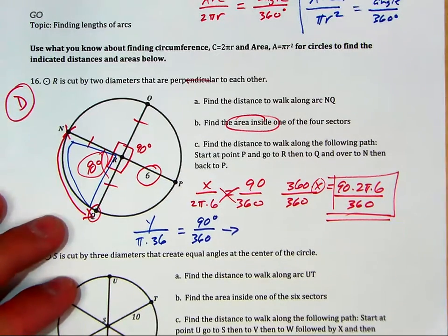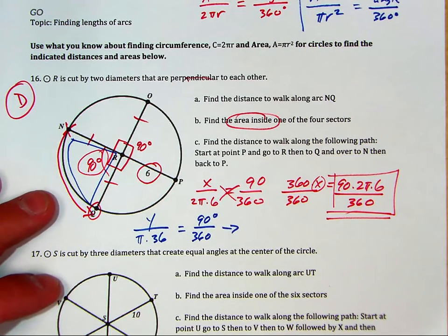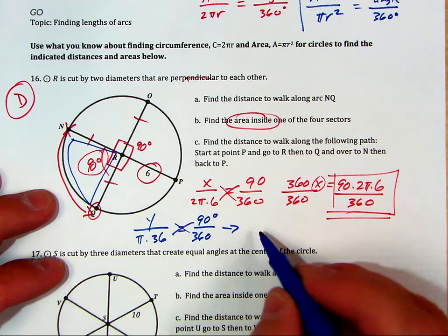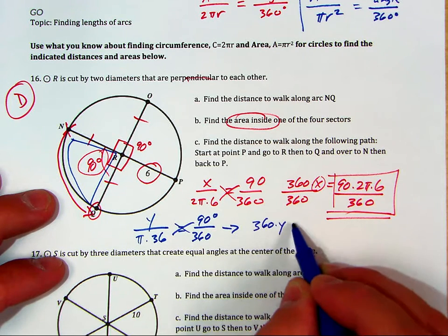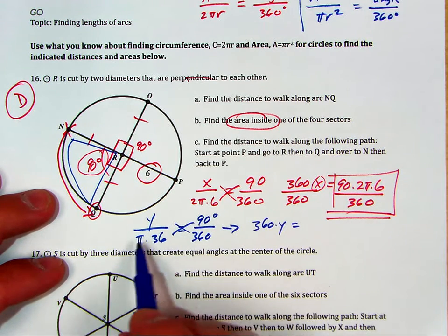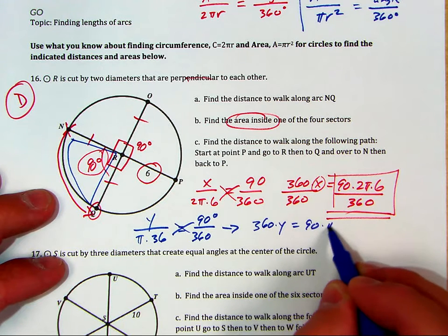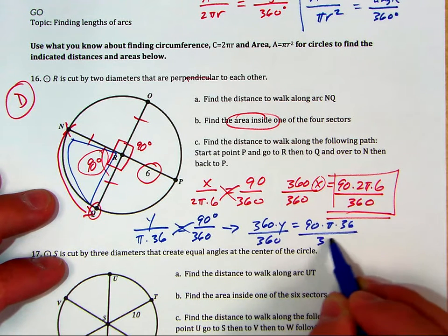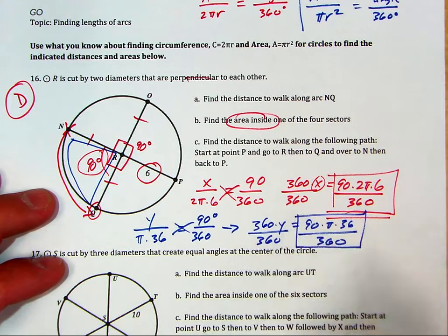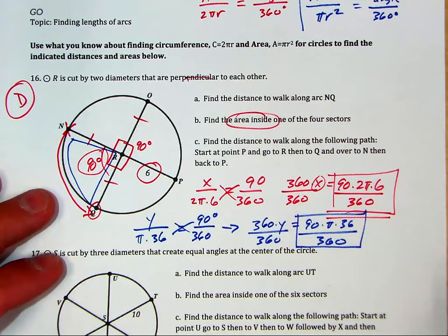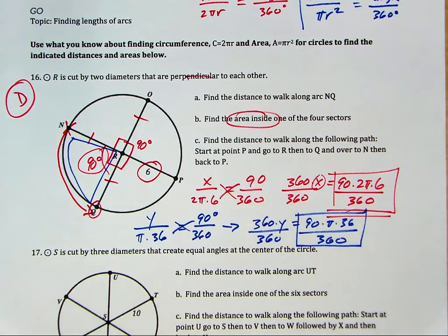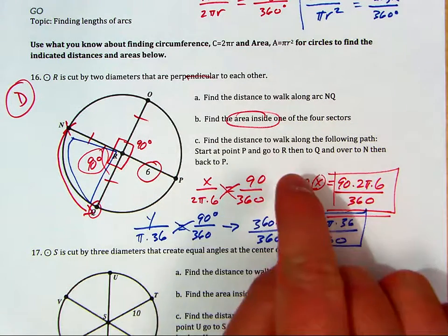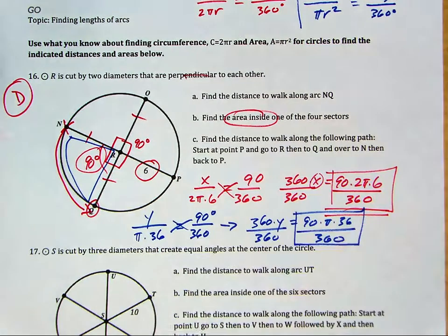Again, how do you solve a proportion, boys and girls? Somebody say cross multiply. Cross multiply. Very good. So 360 times y equals 90 times pi times 36. And again, divide by 360. You guys can plug that into your calculator offline or after you watch the video to find those answers. But all this video was for was to show you the setup for arc length or for sector area and how similar they are.